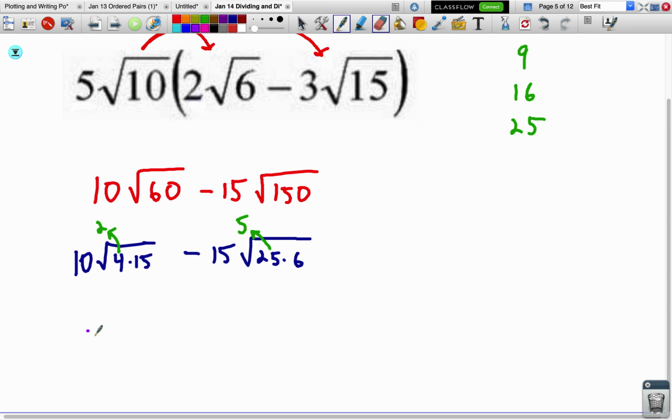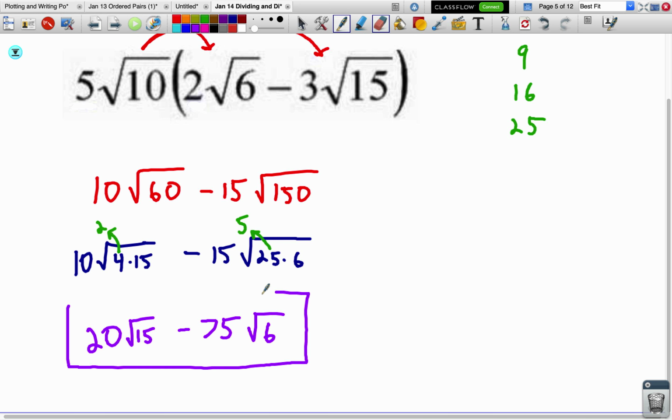2 times 10 becomes a 20 root 15, and 15 times 5, or negative 15 times 5 becomes a negative 75 root 6. So just like that. Okay, and yep, check again, no perfect square factors in 15 or 6. And that's our simplified answer. Can't go any further, these can't be combined anymore.